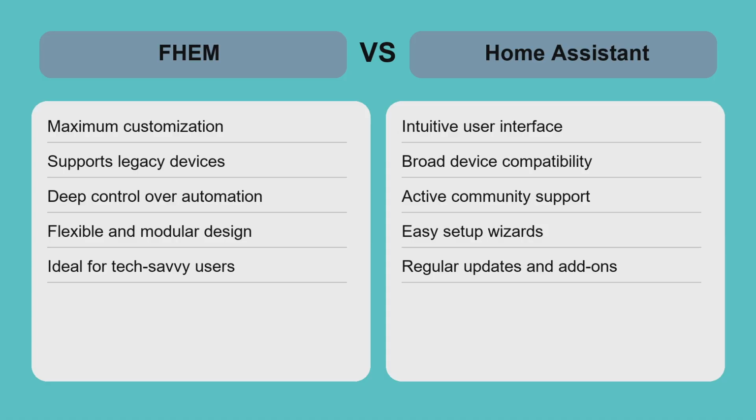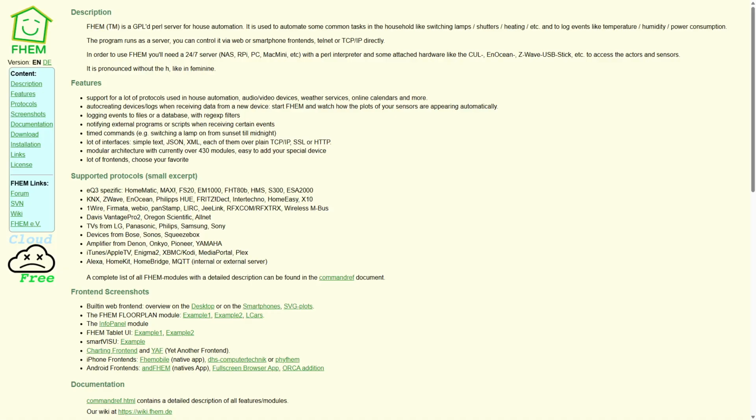Both platforms run locally, ensuring privacy and reliability, but Home Assistant's frequent updates and add-ons make it more adaptable for evolving smart home needs. Choose FHEM if you want maximum customization, have Perl experience, or need to integrate legacy or uncommon smart devices with deep control.